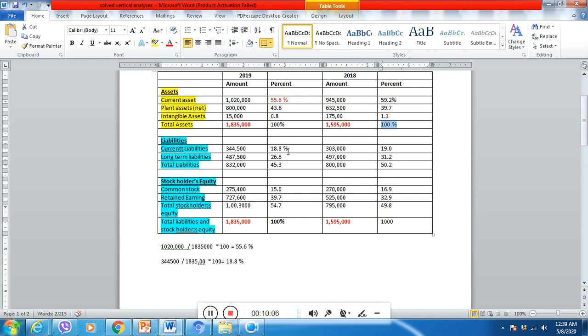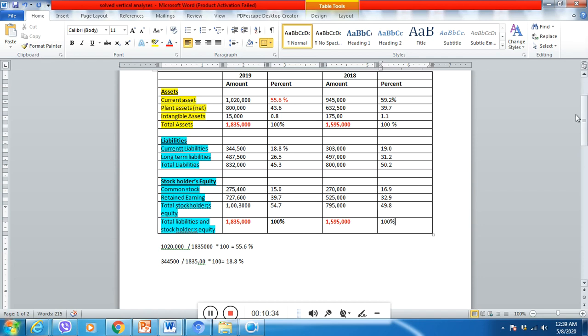Okay, both years. In the same way, in the liability section, current liabilities divided by total liabilities and stockholders' equity, long-term liabilities, that is 487,500 divided by total liabilities, and you will get the answer here. It will be 100% of the liability section. In both years it is 100%, here 100%, and here also 100%.